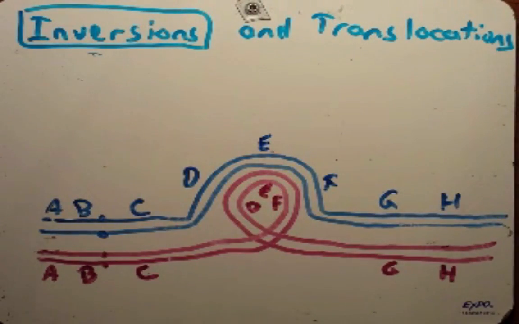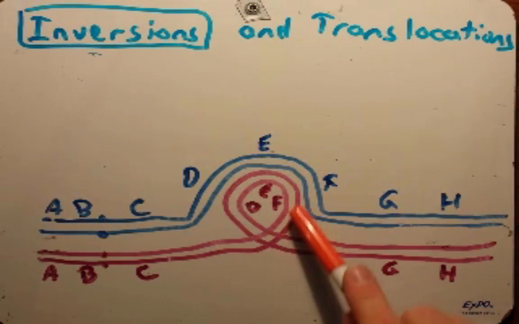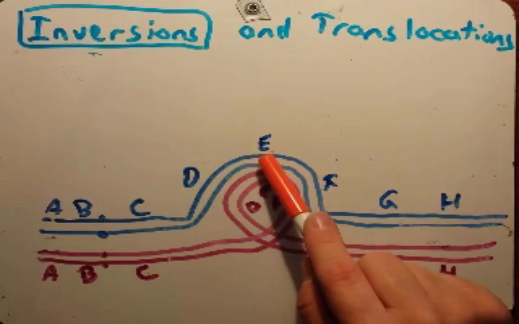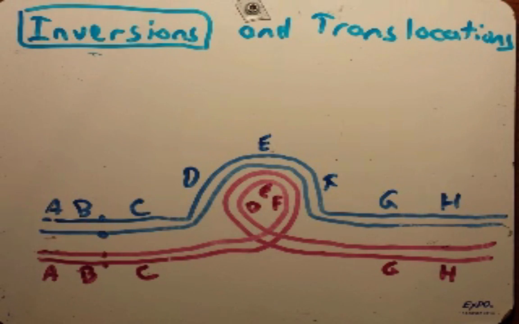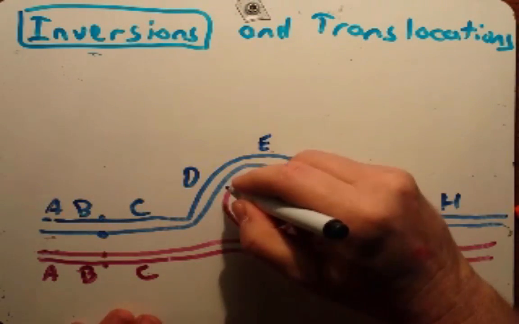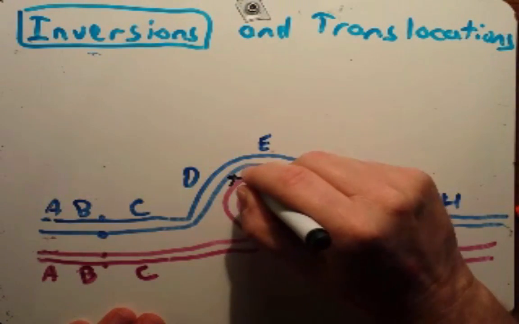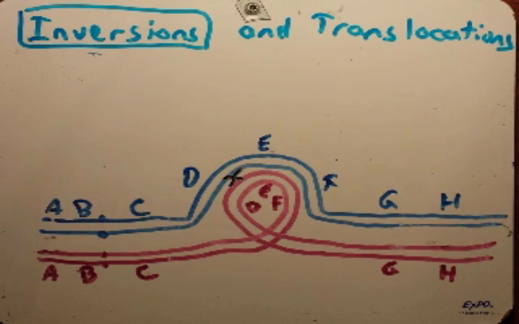Alright, perfect. So again, this is an inversion on the bottom. It's looped around so that they can synapse properly during prophase 1. And if there is a crossing over event, and let's go ahead and have a crossing over event, let's have it here. This looks like a good place for one. Okay, now let's go ahead and see what the meiotic products will be once they form gametes.